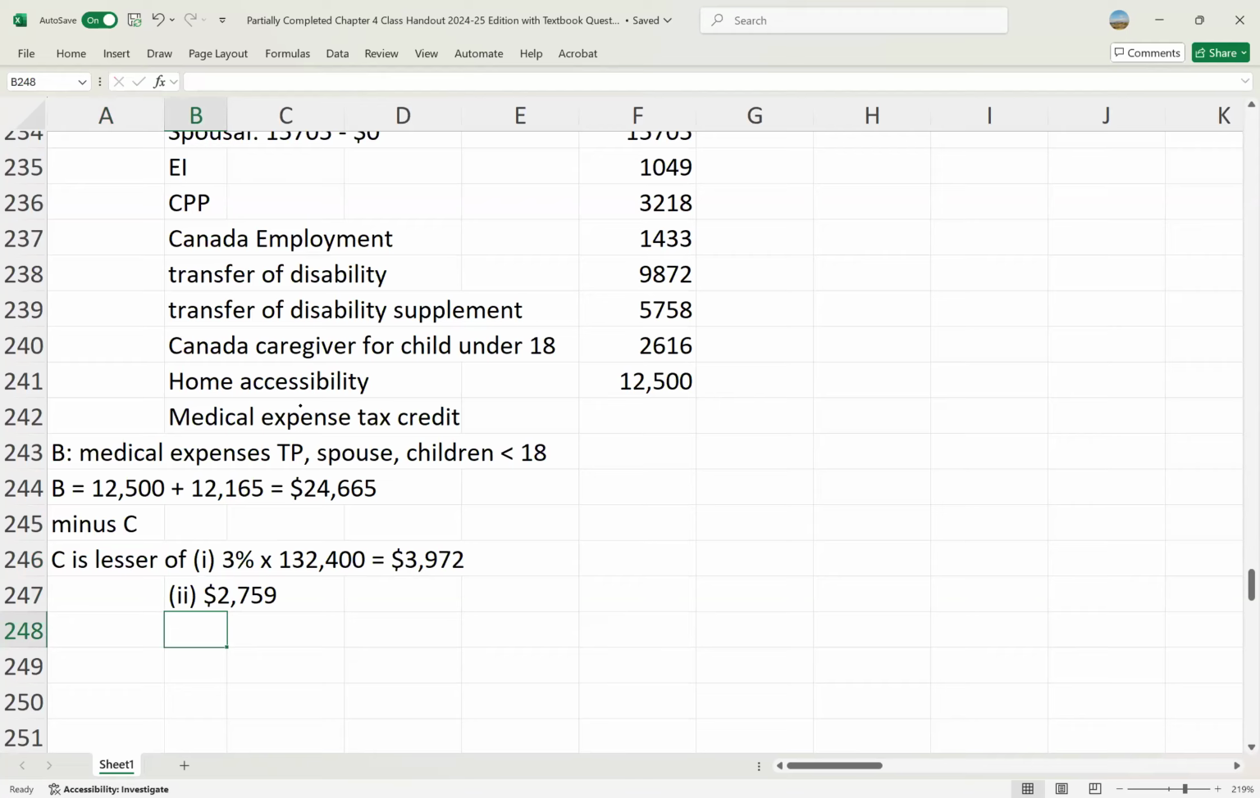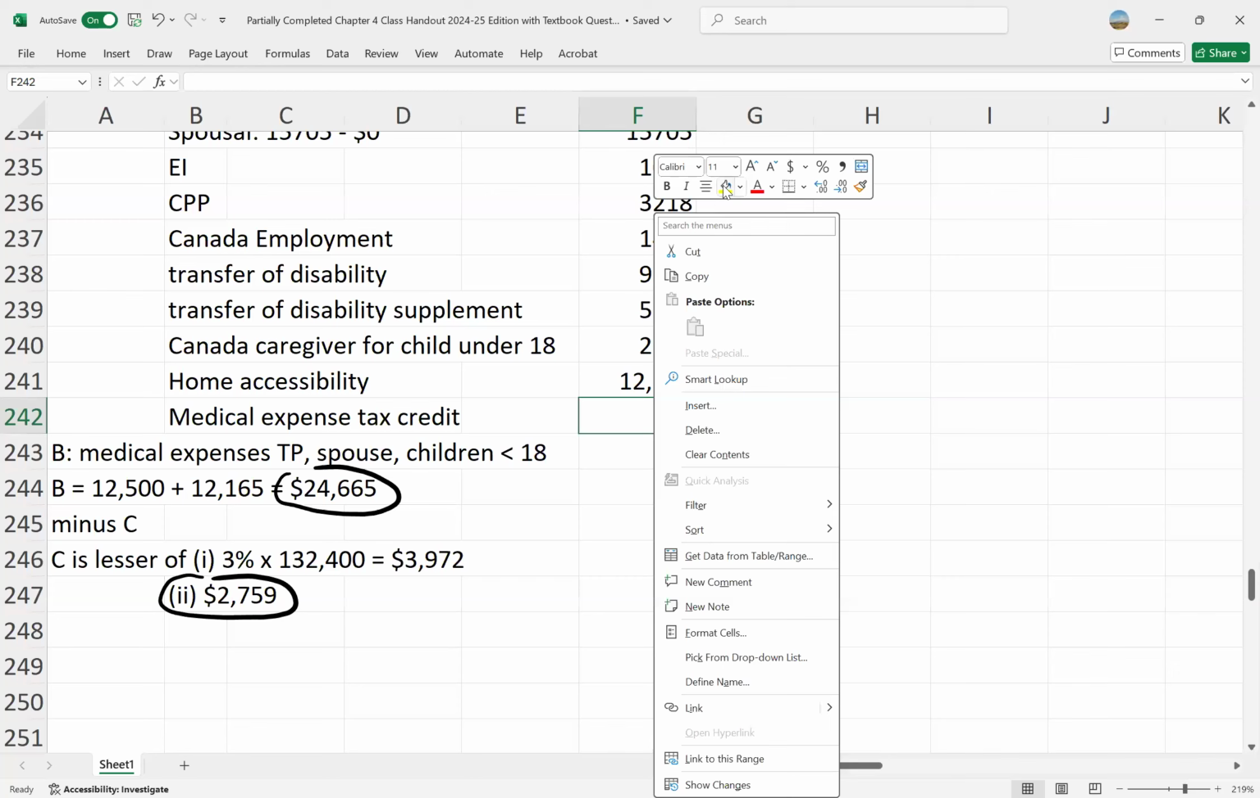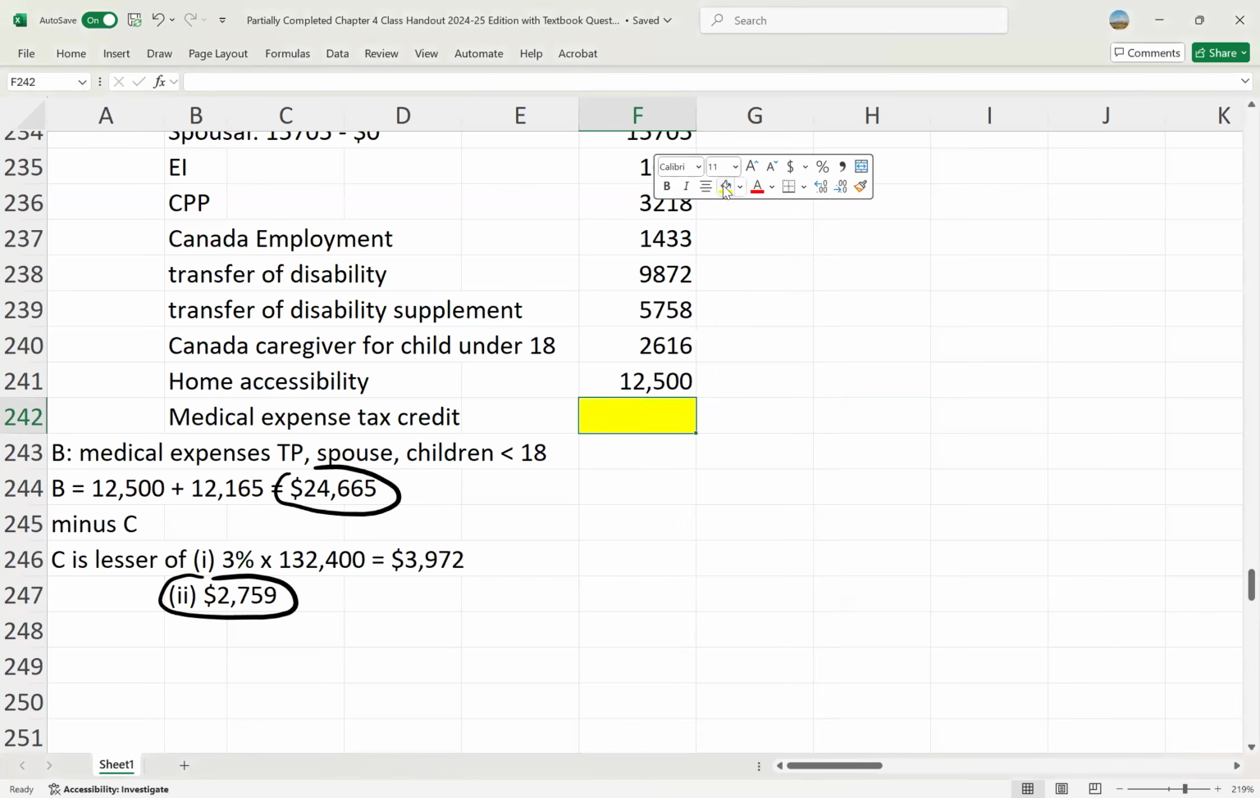And so we have B minus C. So the lesser would be 2,759. So B minus C, we'll put that right here in this box. That's going to be 24,665 minus 2,759. So 21,906.